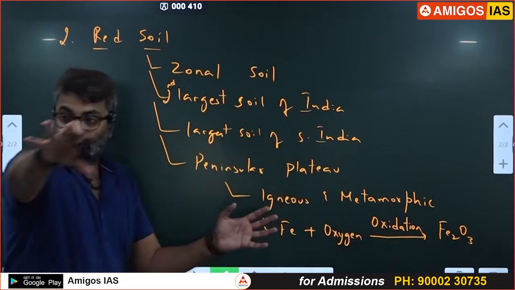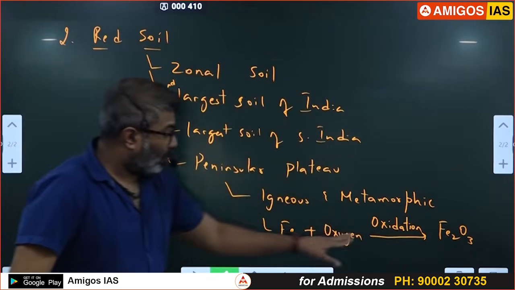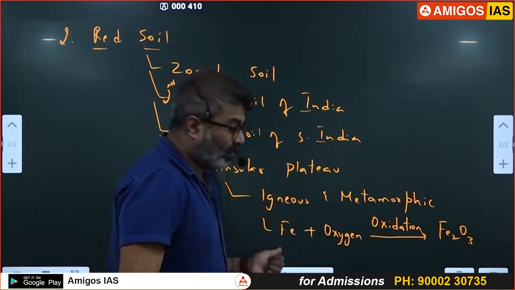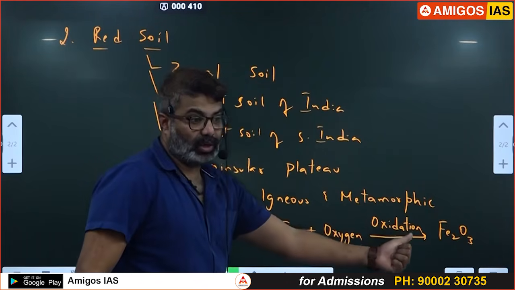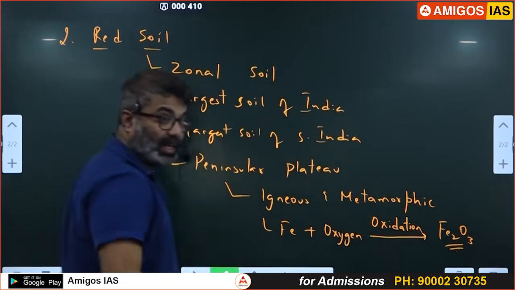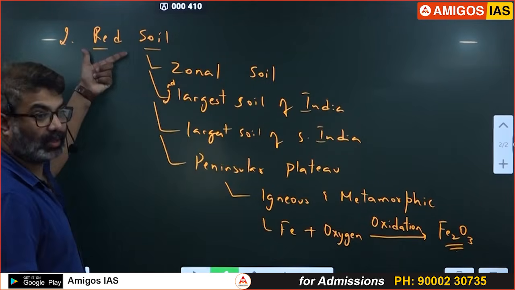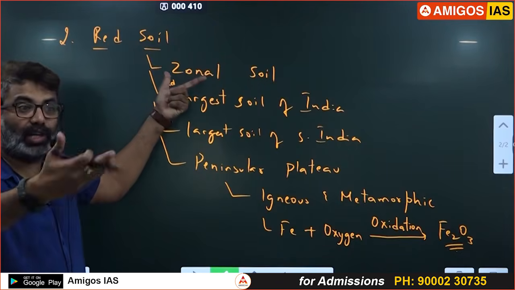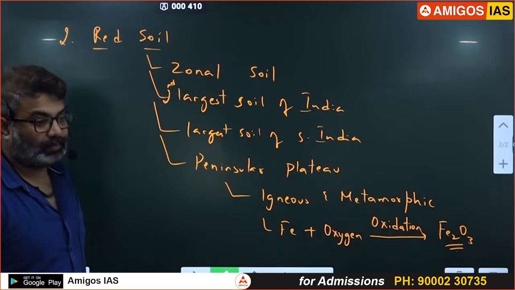So across the peninsular plateau of India, we have oxidation of iron and oxidation of aluminium. As a result, we have ferric oxide and aluminium oxide formed. But most common is ferric oxide. That gives red color to the soil. Ferric oxide presence in the soil makes it what color? Red.